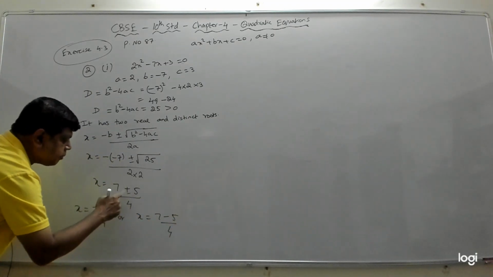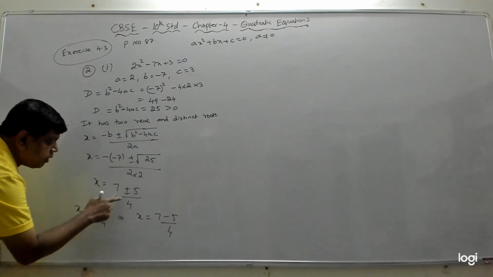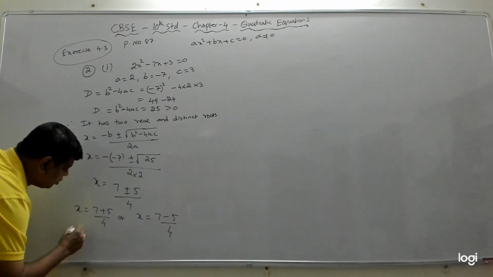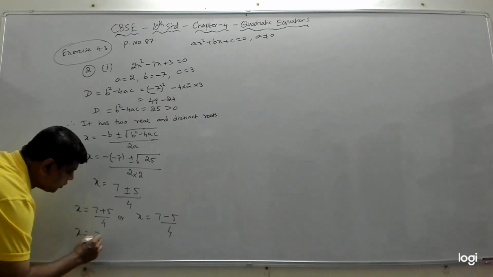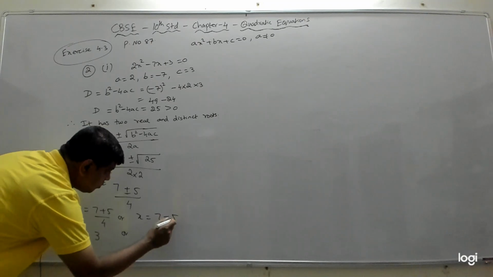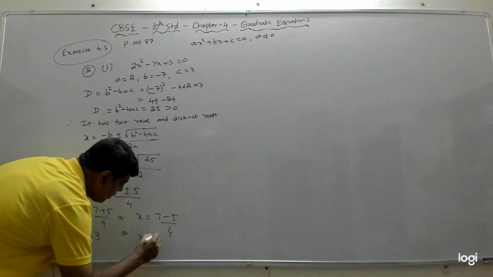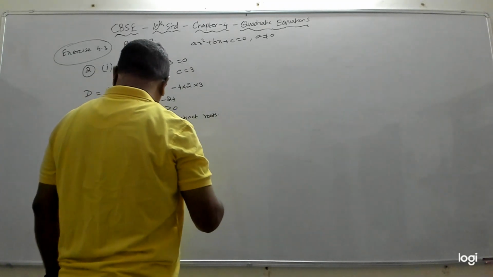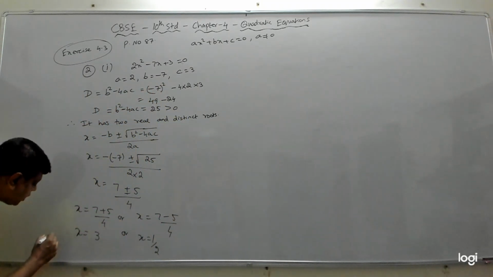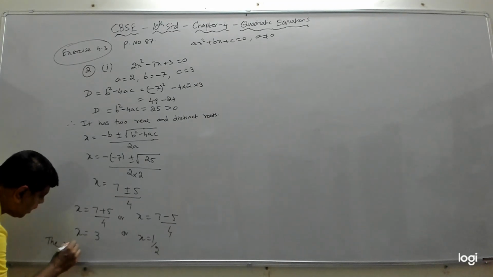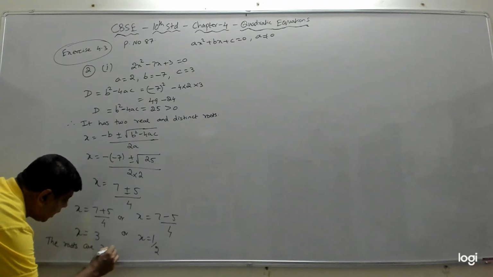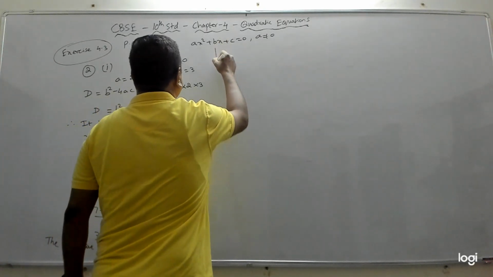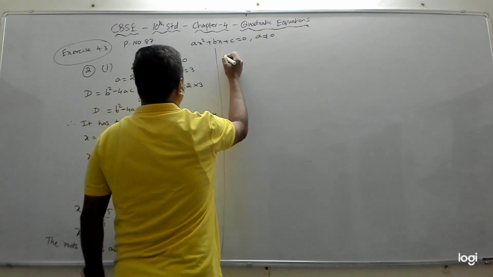So we have to take this plus or minus as two cases. So you get x is equal to 7 plus 5 is 12 by 4 is 3, or x is equal to 7 minus 5 is 2, 2 by 4 is 1 by 2. So the roots are 3 and 1 by 2. That completes the second problem, first subdivision.